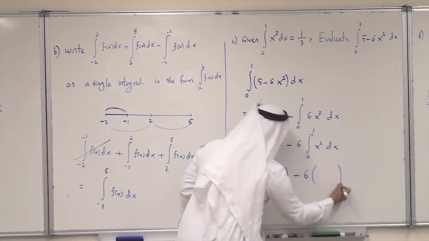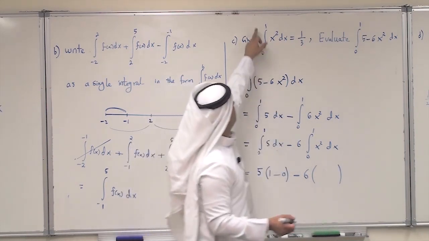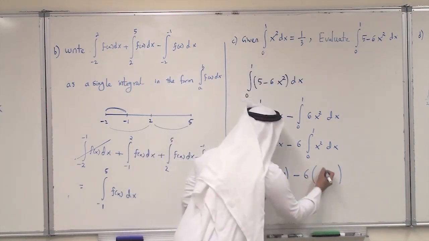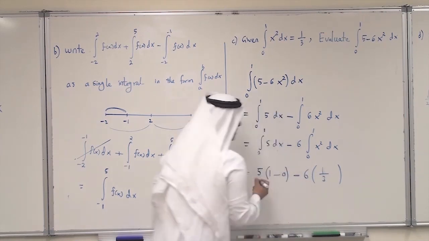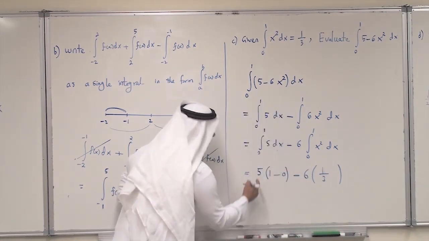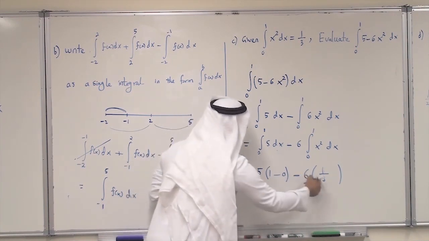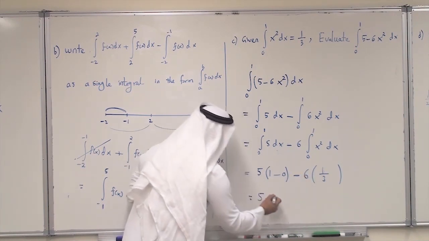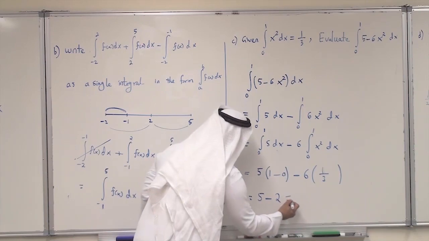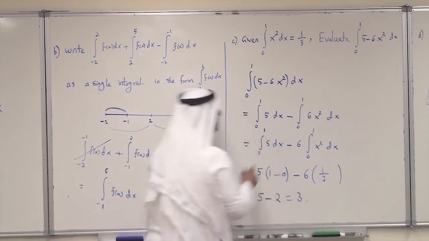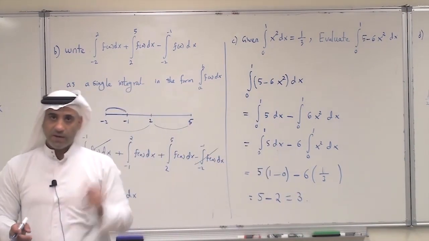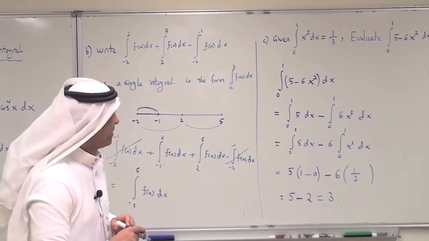Now, this is given for us. Integral from 0 to 1, x squared dx is equal to 1/3. So what is the final answer then? The final answer is 5 times 1, that is 5, minus 6 times 1/3, that's equal to 2. 5 minus 2 is equal to 3. So we used some of these properties to evaluate the integral given here.